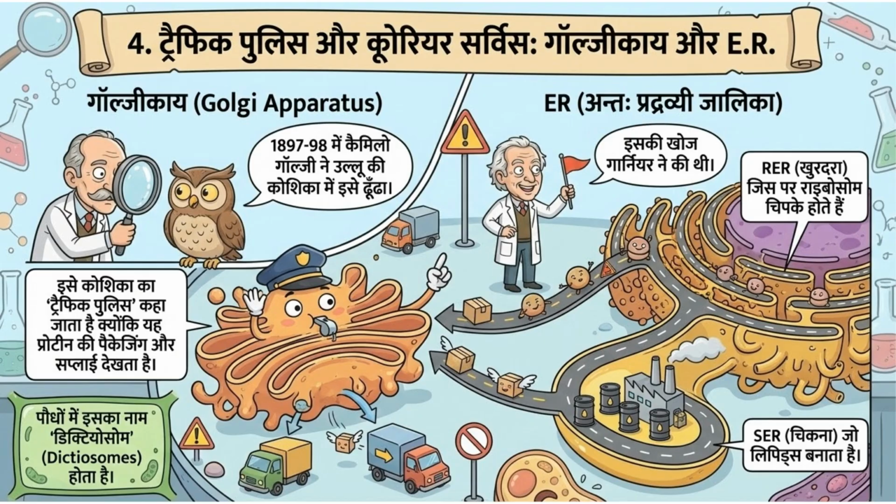70S is found in prokaryotic bacteria, mitochondria, and chloroplasts. 80S is found in eukaryotic cells like plants and humans.